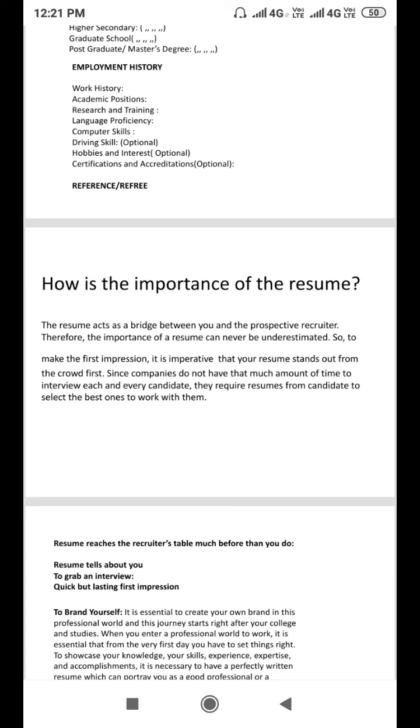Now let's talk about why the resume is so important. How is a resume important? What is the importance of a resume? You can change this one a little.